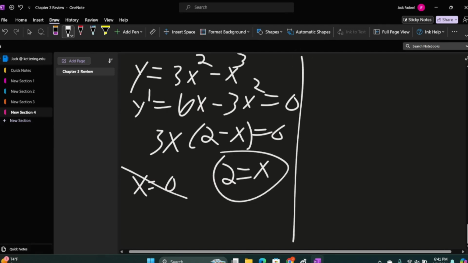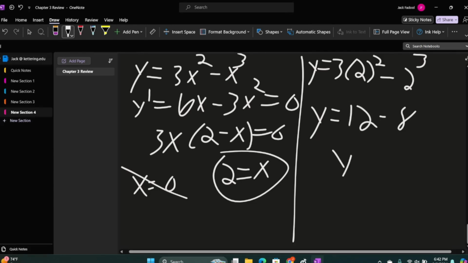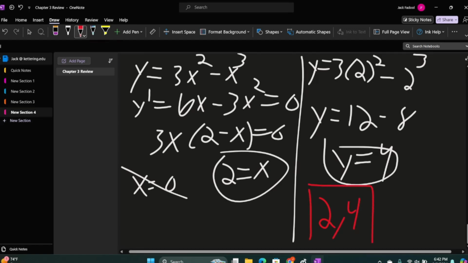And then the second part of the problem is just subbing 2 into the original equation to find y. So y equals 3 times 2 squared minus 2 cubed. So y equals 12 minus 8, y equals 4. And the problem was asking for the point. So our point is 2, 4. That is our answer.